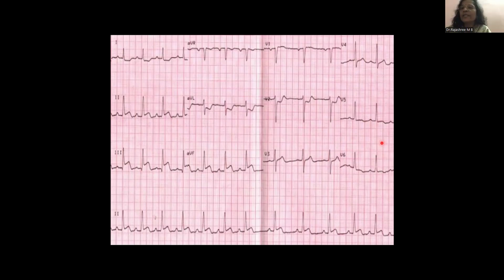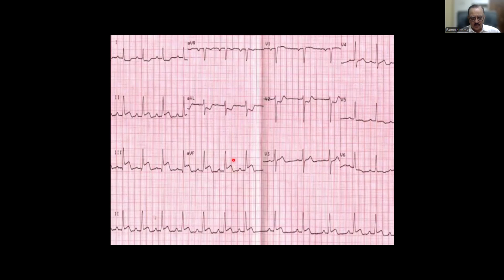This appears to be a resolving inferior wall MI, sir, because there is a tall R wave in lead 3 and AVF, and the ST elevation is getting reduced to baseline. We don't know. One hour later, the reciprocal changes may also increase. Okay, good. Everybody agrees and you are able to pick up this ST elevation.